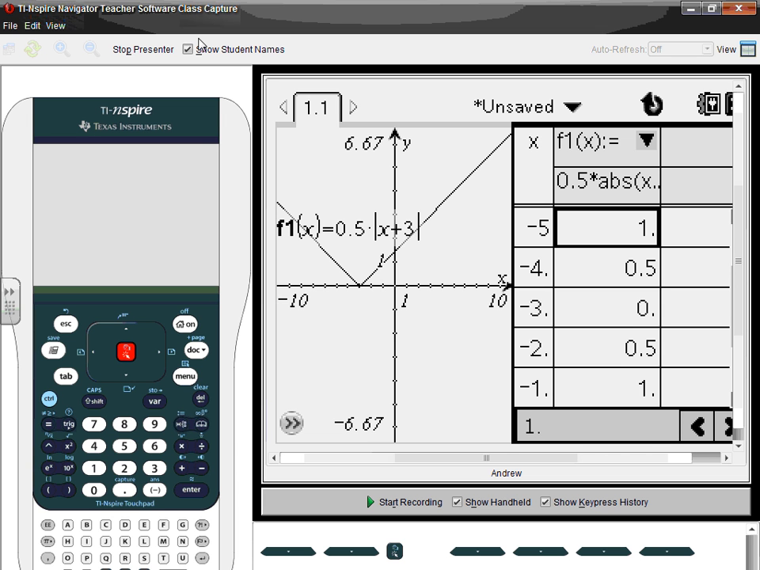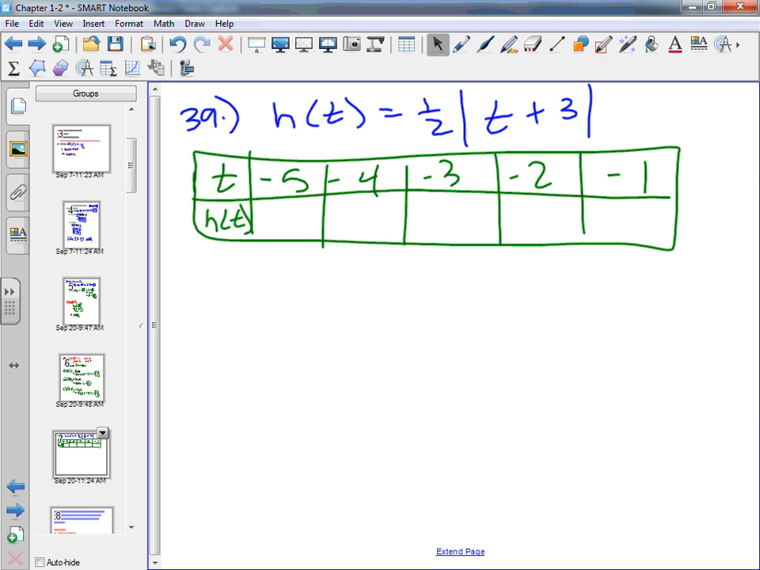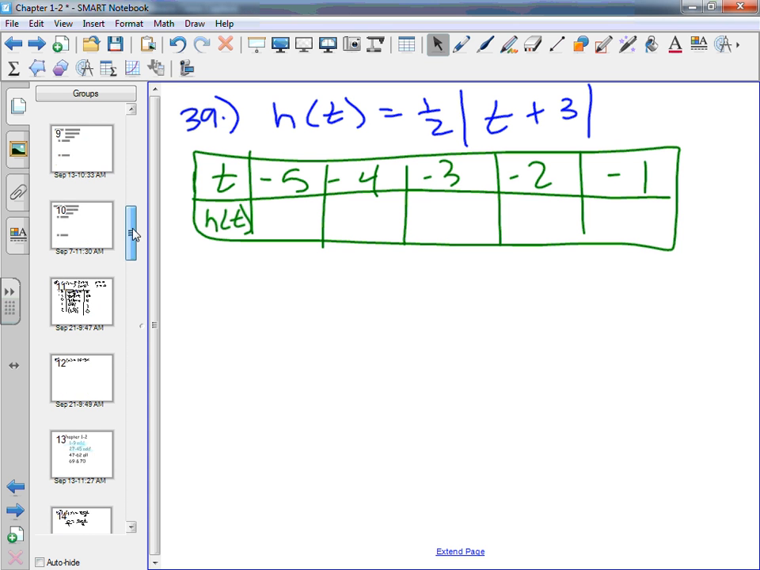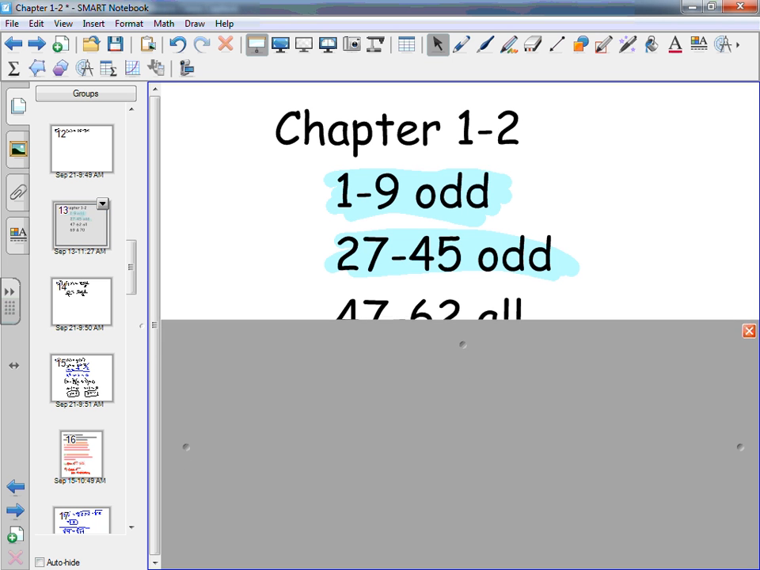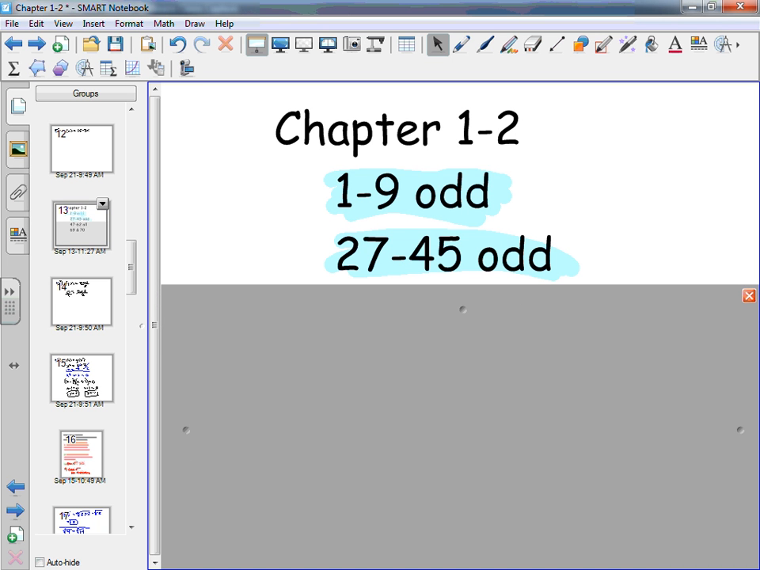Okay, tonight's homework. We did a lot together, so you guys would have a clue what you're doing, which is a good thing. Tonight for homework, you owe me big time. 1 through 9 odd and 27 through 45 odd. I've showed you every set of instructions except for the last two problems, and you guys should be able to use common sense to figure this out. Chapter 1-2, 1 through 9 odd, 27 through 45 odd.